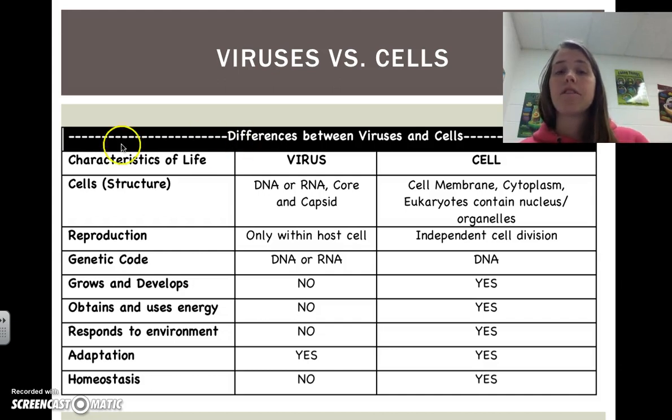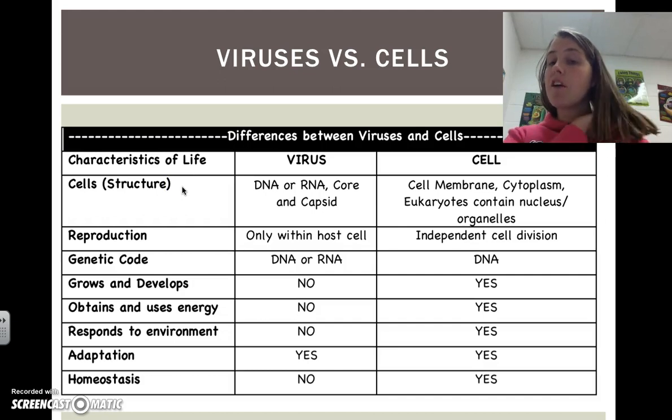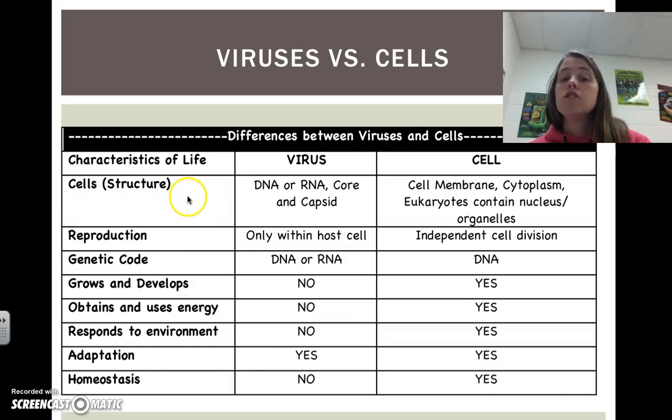Okay, so let's compare viruses versus cells. So remember all of our characteristics of life. I have put a couple in here that we didn't talk about that they're not characteristics of life necessarily, but they are very important information to compare between viruses and cells. So the cell's structure. Basically in a virus, it's just DNA and RNA and the protein capsule or capsid. In cells, we have cell membranes, cytoplasms, and all the organelles in eukaryotes.